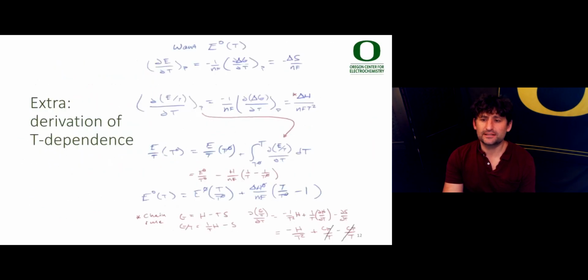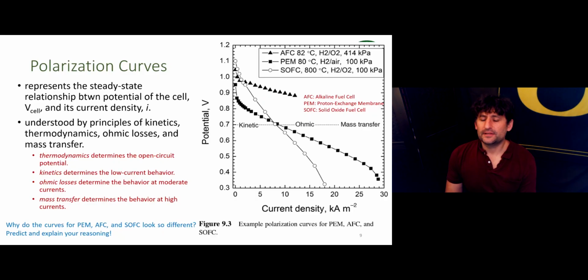Let's take a look at the data we showed earlier. The alkaline fuel cell is here, whereas the PEM fuel cell, proton exchange membrane, is here. Notice the PEM fuel cell has a very large exponential region and a large kinetic loss, whereas the alkaline membrane fuel cell has a smaller kinetic loss.